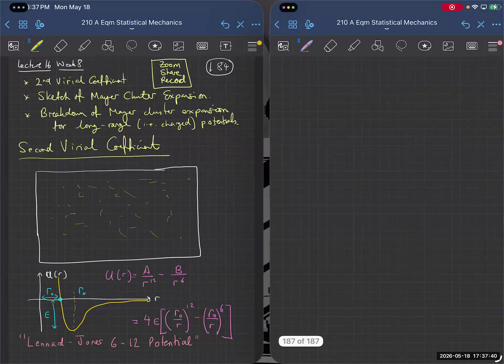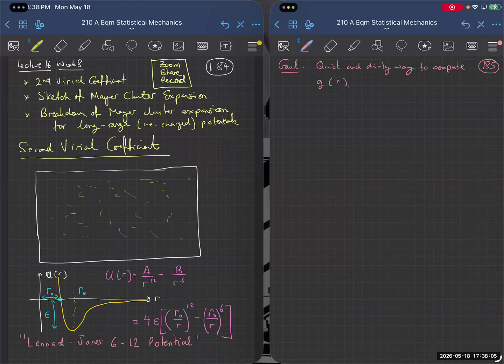So our goal in this section is a quick and dirty way to compute G of R. So that's what we're going to do.